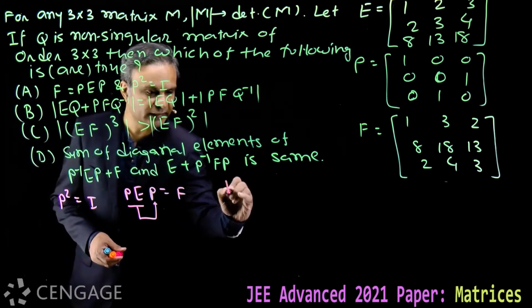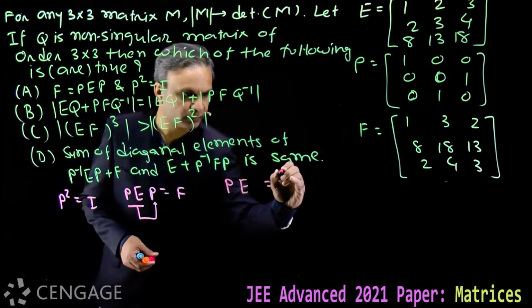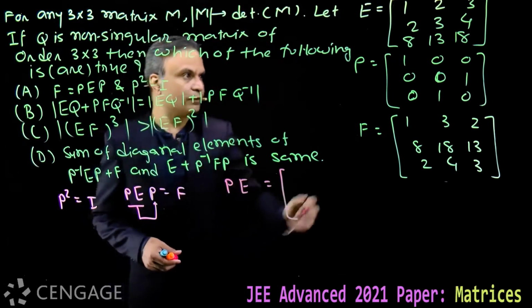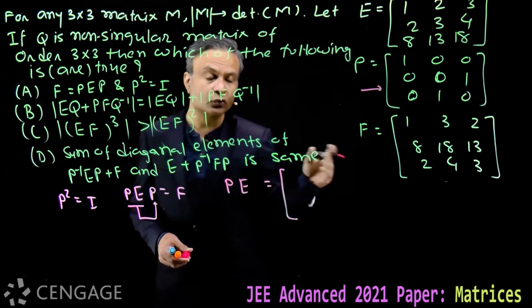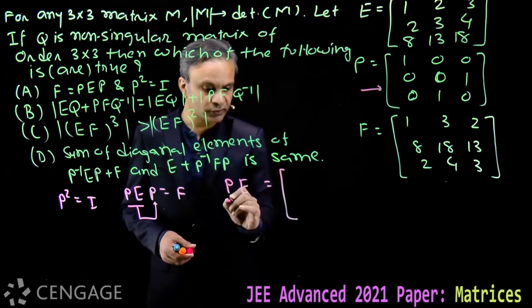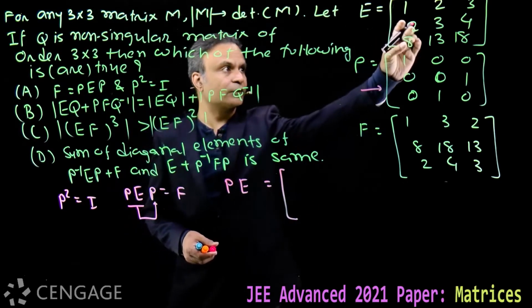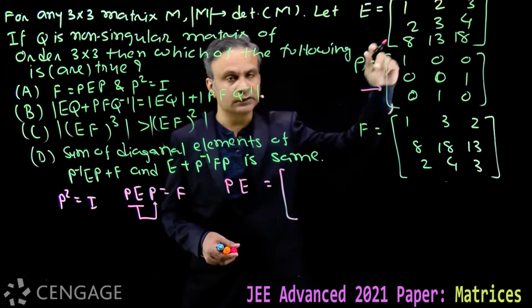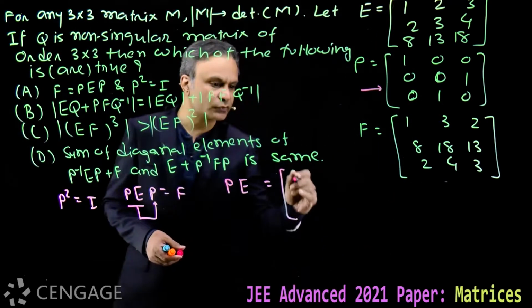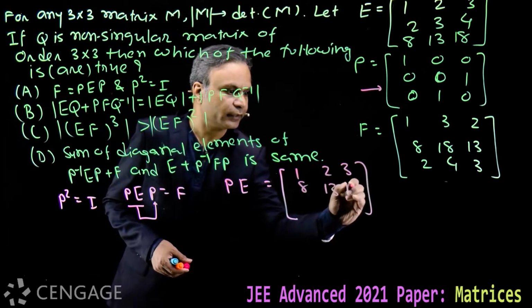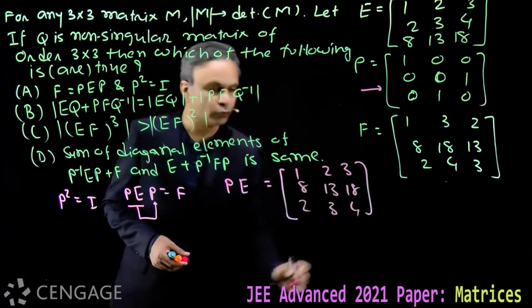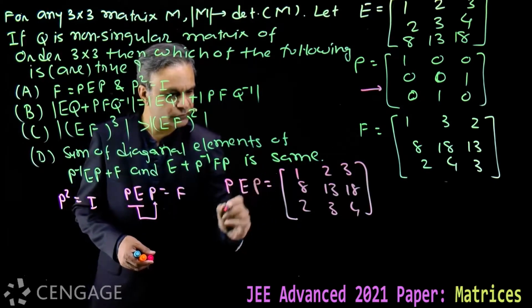Matrix PE will be... this matrix can be obtained by interchanging second and third rows of matrix I. So for this product, here also we will interchange second and third rows. So this will be 1 2 3, 8 13 18 and 2 3 4. Then we multiply this with P.